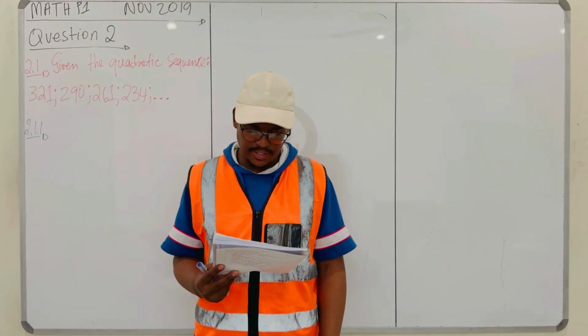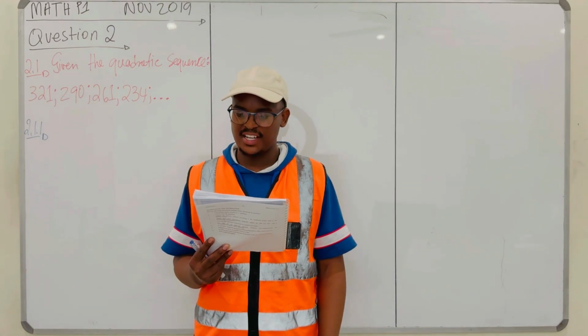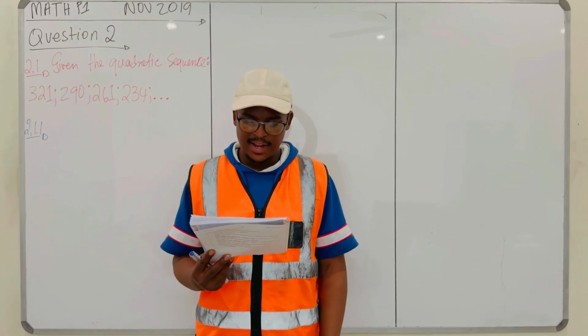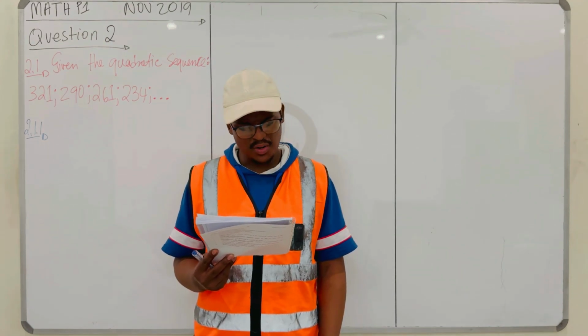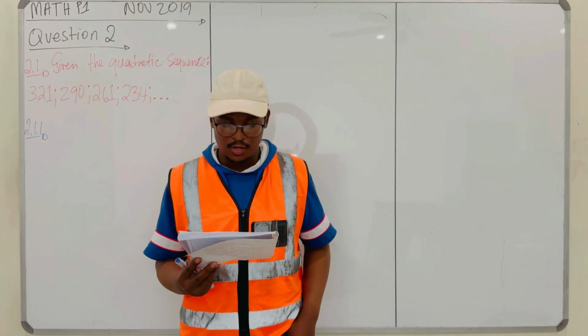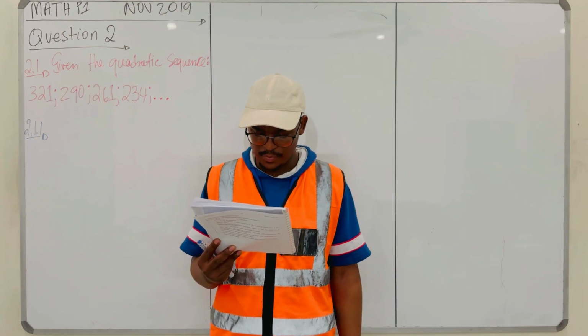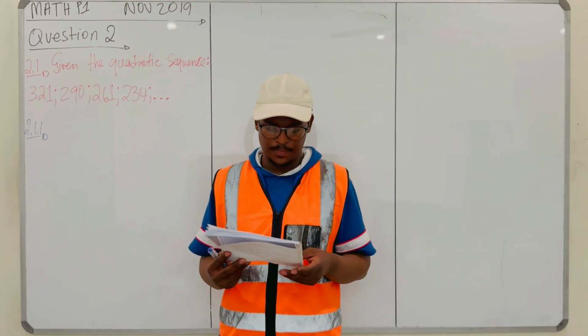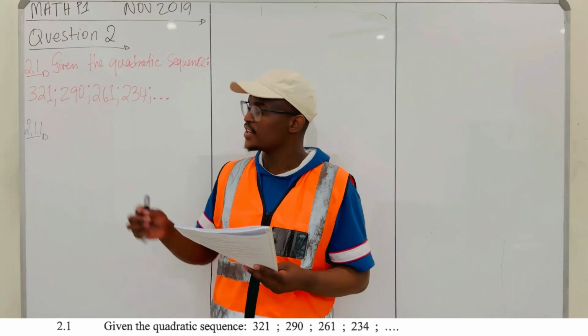So in this video, we're doing question 2 of the November 2019 question paper, Mathematics Paper 1. And the topic is sequences and series, because I can see a quadratic sequence and a geometric series. So let's go. 2.1, which is what I've written there.